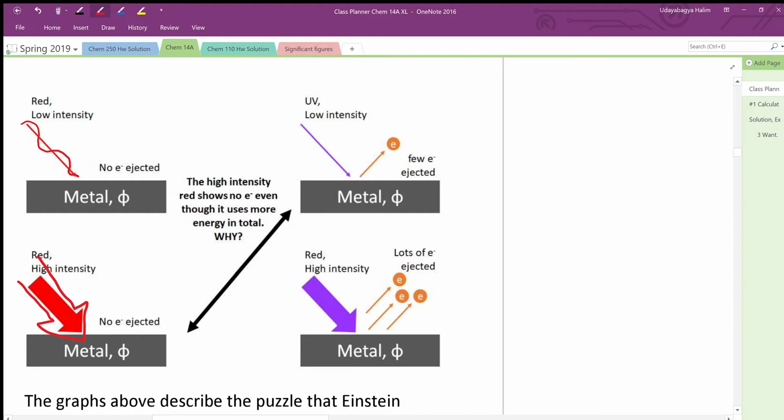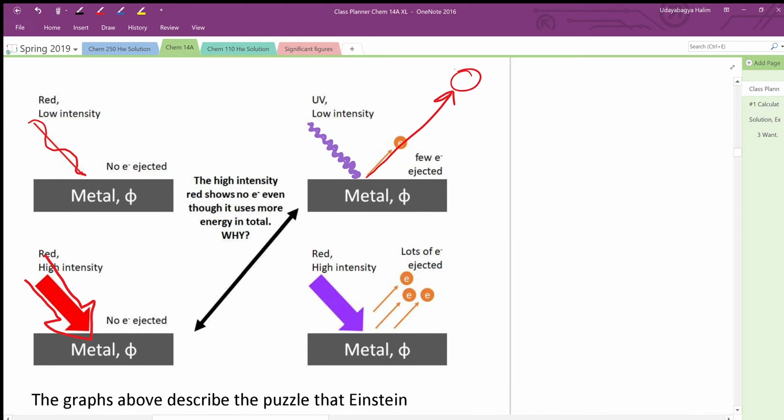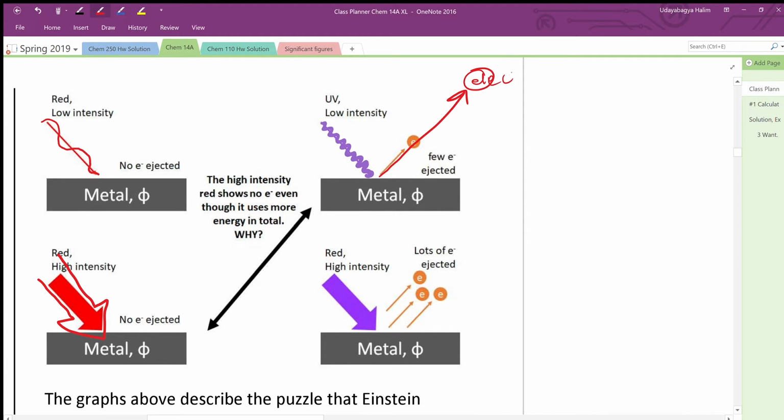So you're delivering a huge amount of energy, but what you'll see is that nothing happens. You see that the light bounces off the metal, but nothing happens in general. But if one were to repeat this experiment with UV light or any shorter wavelength photon, so I'm trying to show this as a shorter wavelength, even at a very low intensity, you'll find that electrons start being ejected, spewed out from the surface of the metal. So these are electrons.